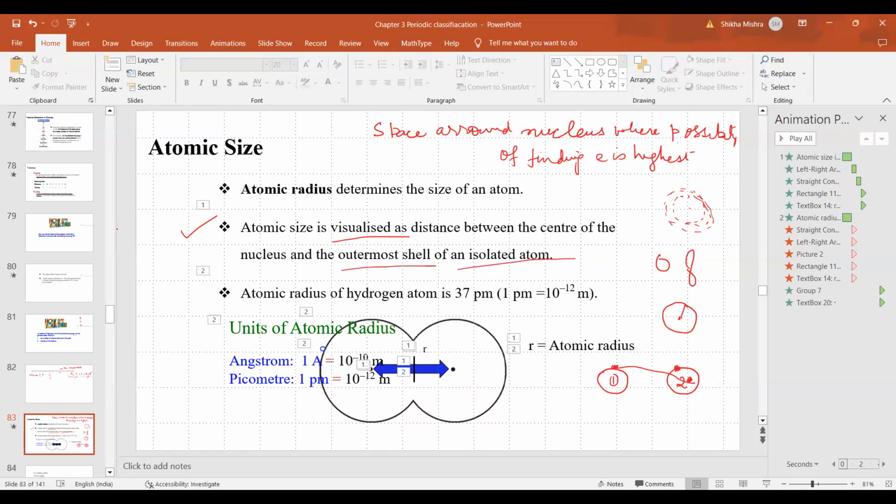Okay. So we say either it is said as isolated atom, or in some of the books you may find it written as isolated gaseous atom, because in the gaseous state atoms are at the maximum distance from each other.